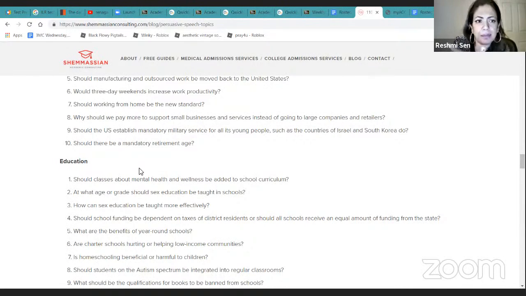There are several examples here, as you can see. Should there be a mandatory retirement age? If you say yes, 65 should be across the board the age to retire, then you have to give us reasons. I, as an audience member, might not believe in your claim. I might say no, age is just a number, and it depends upon the person when they want to retire. So then it becomes a persuasive topic because you're taking a stand, a different stand than mine.